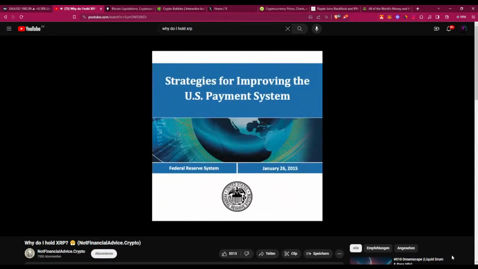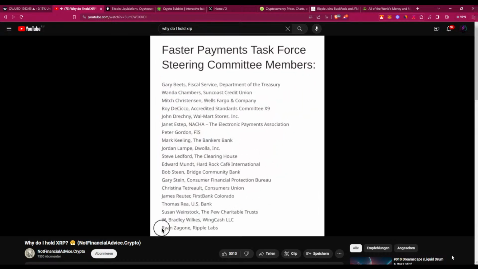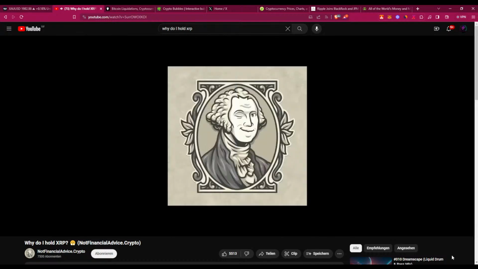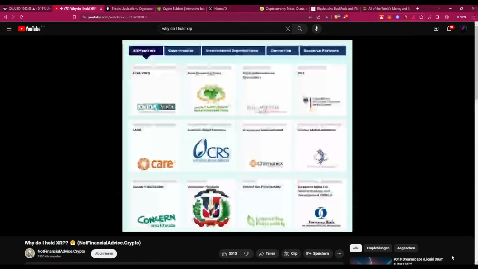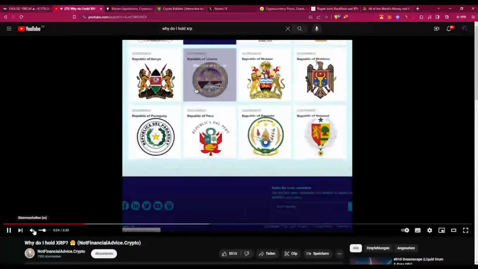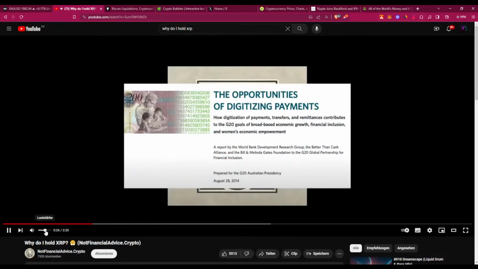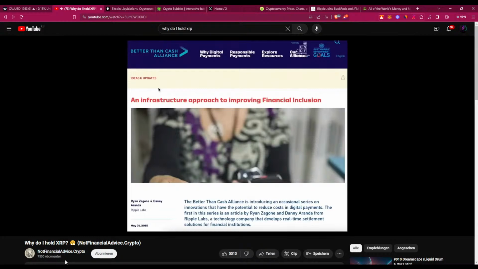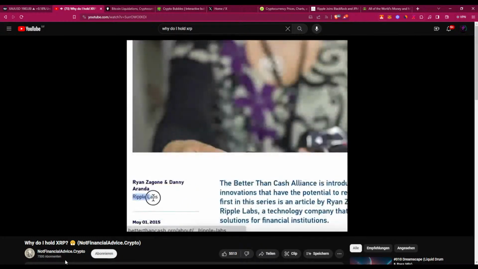2 years later, an action plan was born and a federal payments task force was created. It included one company focused on crypto, Ripple. In 2014, the World Bank and Better Than Cash Alliance, which includes the Bill and Melinda Gates Foundation, Clinton Global Initiative, and the governments of 32 countries, put out a report called The Opportunities of Digitizing Payments. 1 year later, the Better Than Cash Alliance featured one crypto company on their website, Ripple.